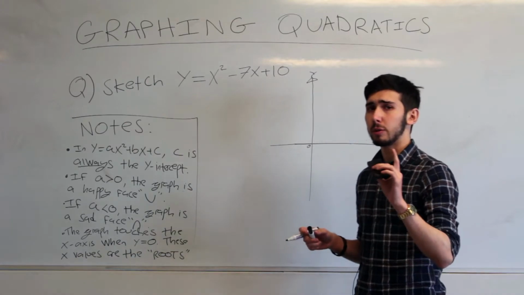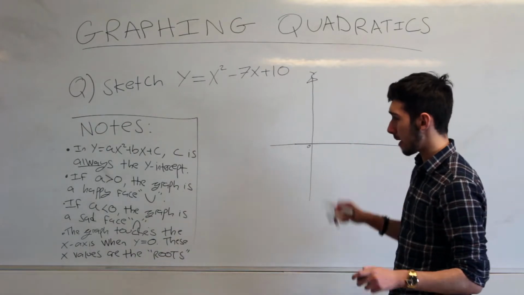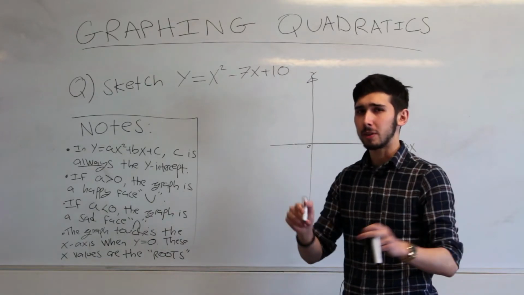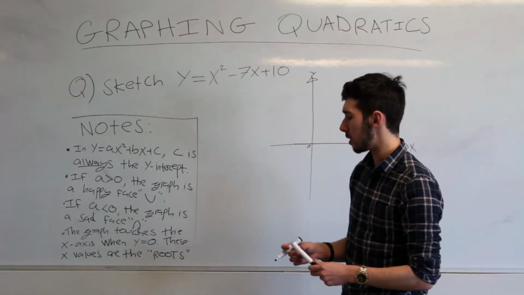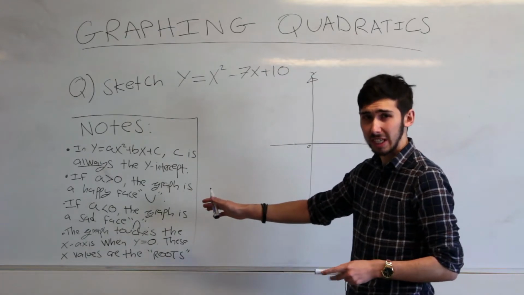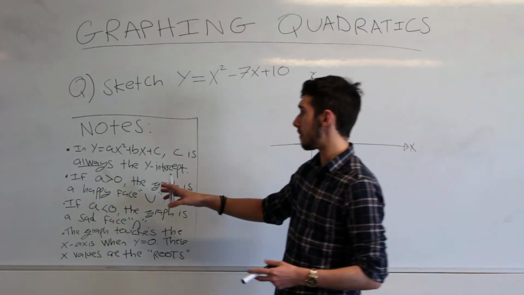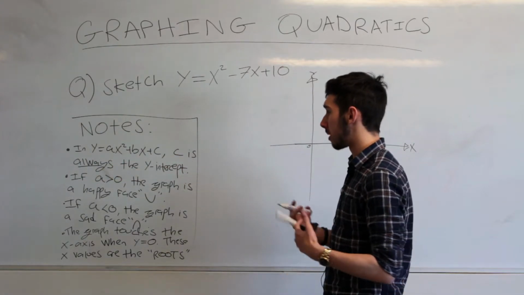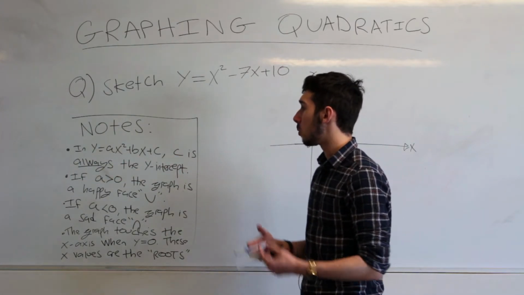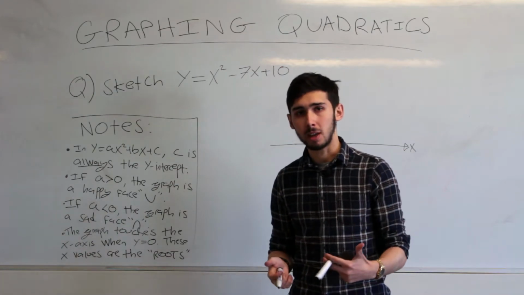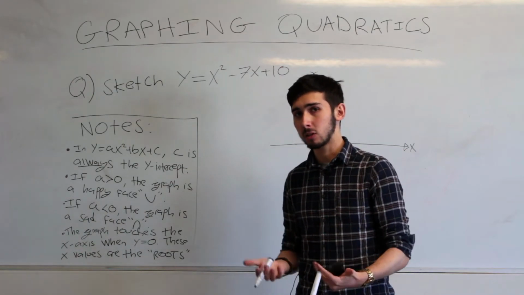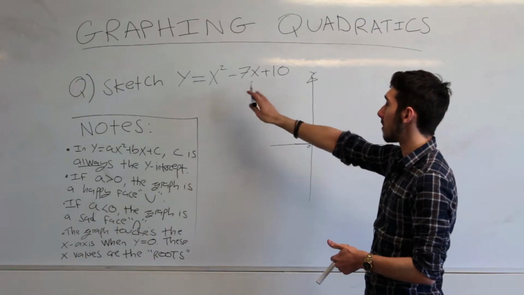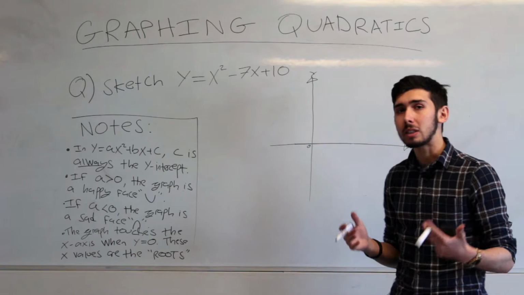Okay, so first things first, before we draw anything, let's just have a look at these notes, okay? I say notes, but this is all new information, so this is stuff to remember, but you will not have seen this before, especially not in my videos. So, in the graph of y equals ax squared plus bx plus c, c will always be the y-intercept. So if you want to plot a graph, like, for example, let's just talk about this, y equals x squared minus 7x plus 10. What is c?